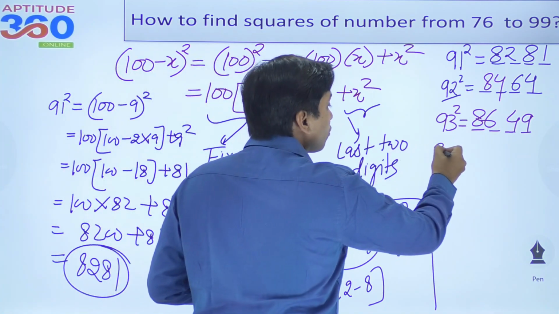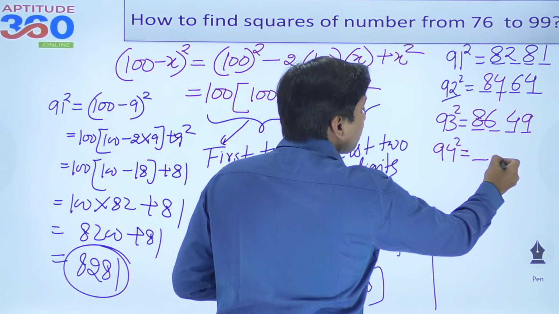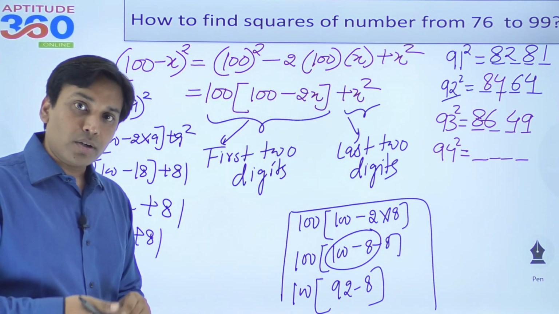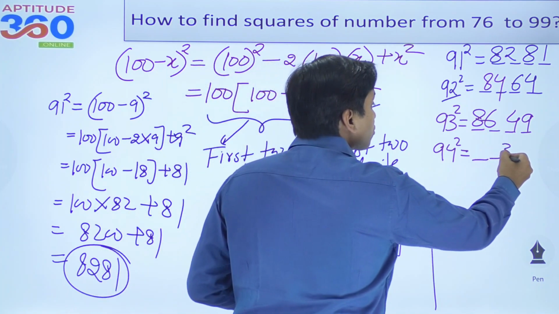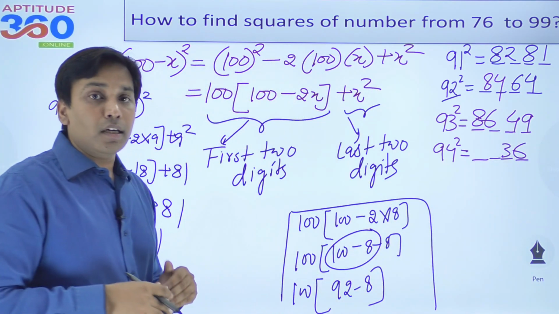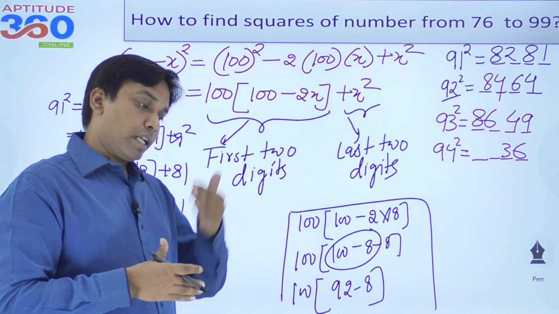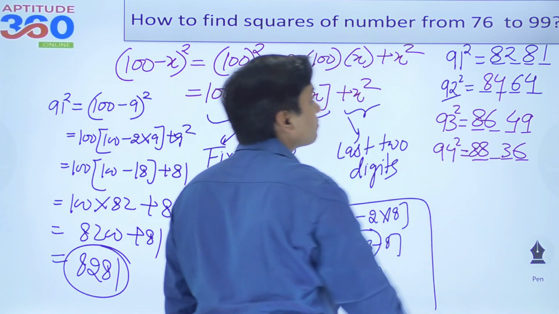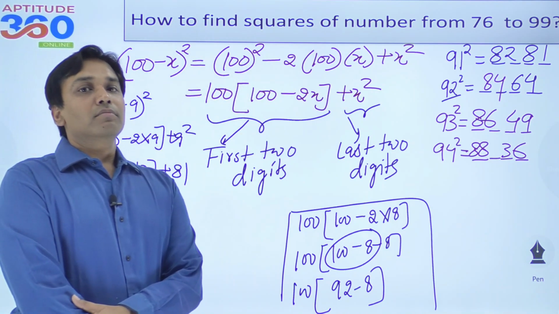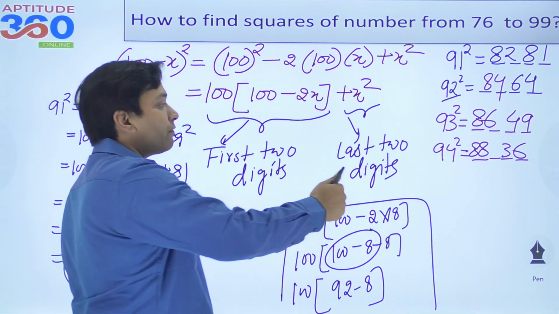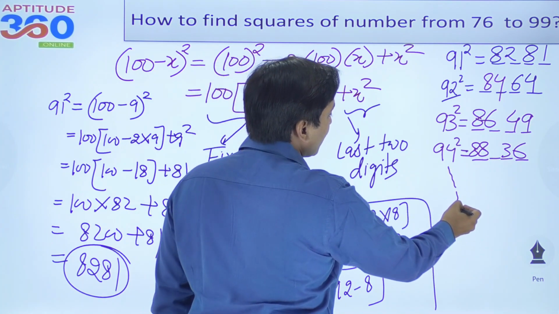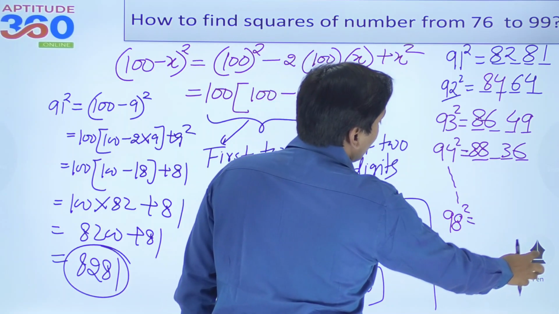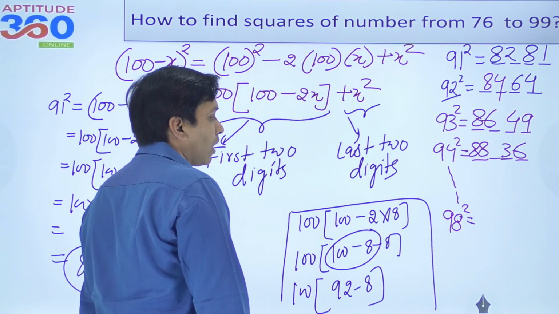If you need to find 94 square, what do you have to do? It's a 4-digit number. 94 is 6 less than 100, 6 square is 36, so the last two digits will be 36. To find the first two numbers, 94 minus 6 comes out as 88. Is that okay? Now in the meantime, you can find the rest of the numbers. I am interested in finding 88 square. How do you find 88 square?